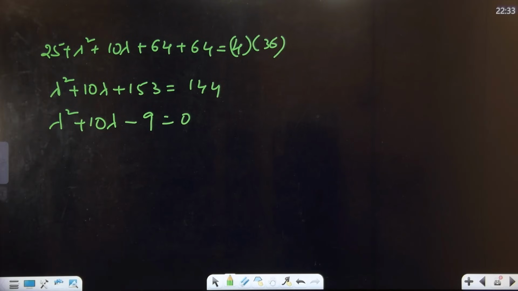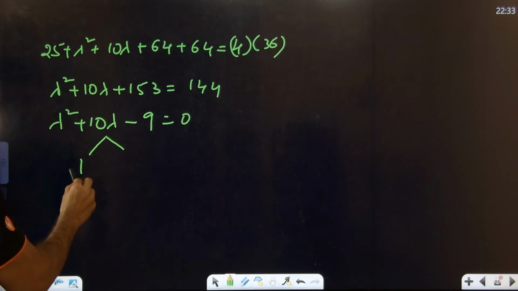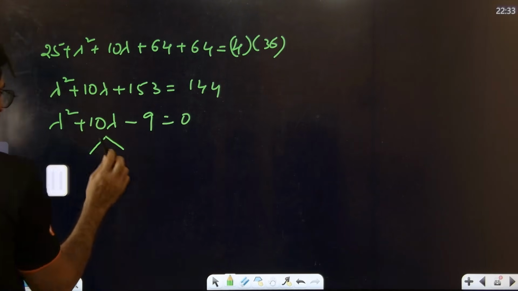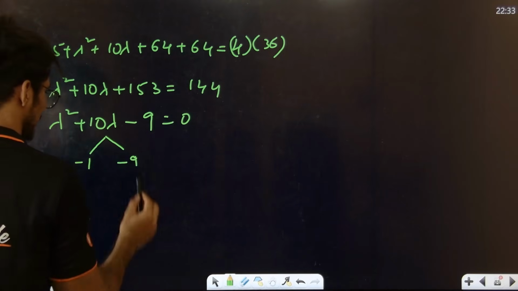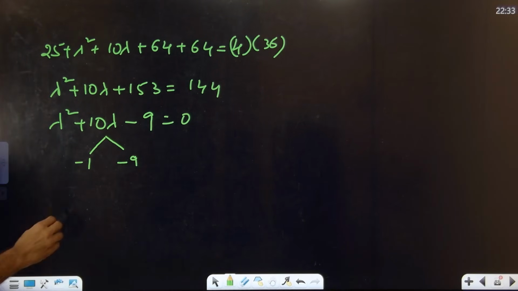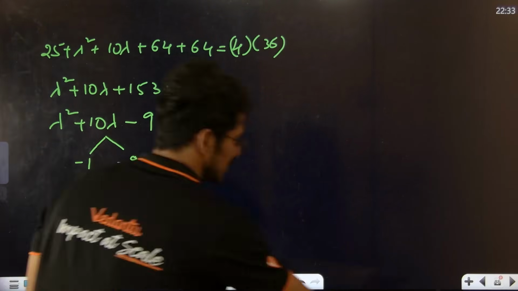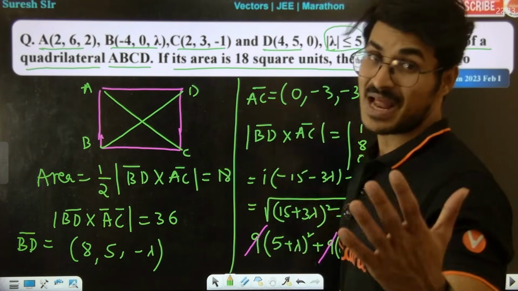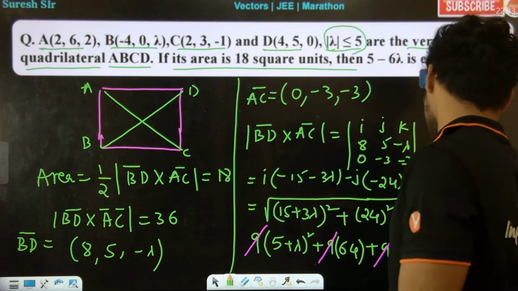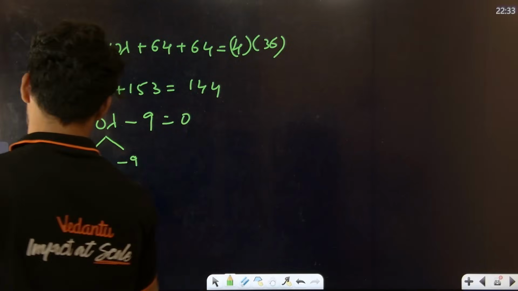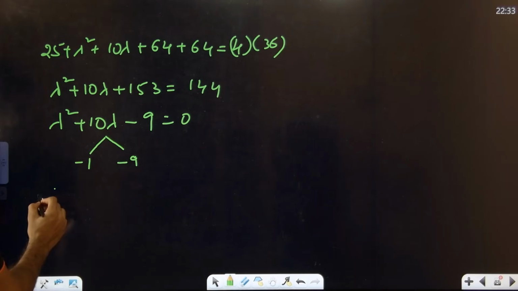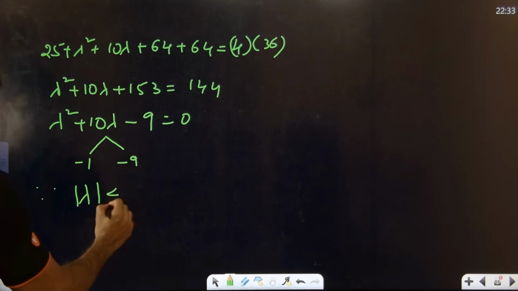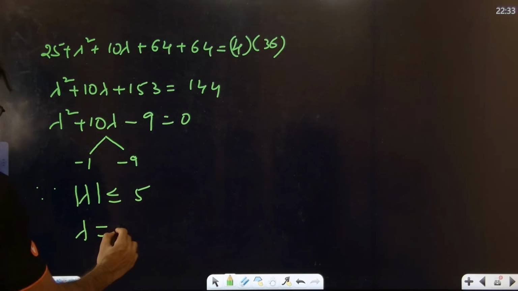Yes or no? This factorization means what, sir? What are the lambda values here? Lambda value could be minus 1 and 9. Yes or no? Minus 1 and 9, check. So lambda could be minus 1 and 9, means what is the condition for lambda? Modulus of lambda, magnitude of lambda should be what? Lesser than or equal to 5, sir. So since modulus of lambda is lesser than or equal to 5, lambda should be equal to minus 1.